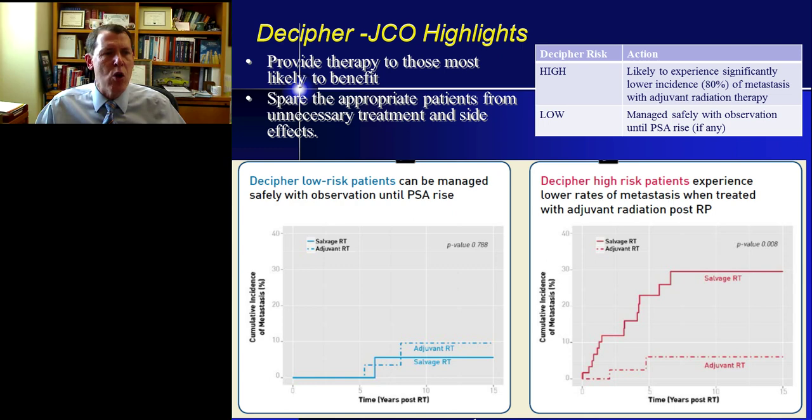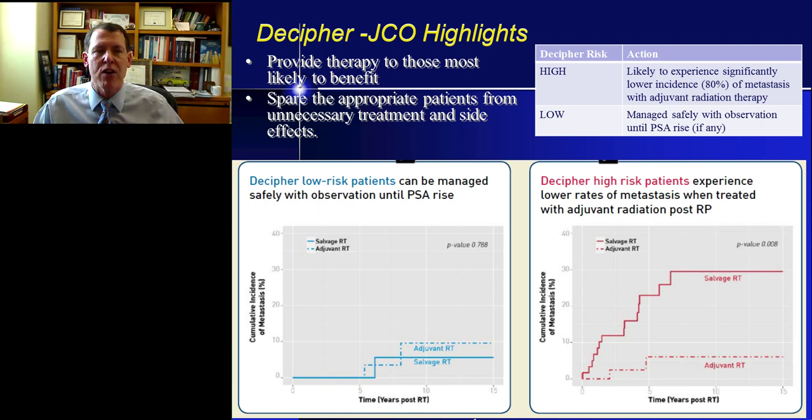So Decipher low-risk patients can be managed safely with observation until their PSA rises. In other words, they're okay to just go ahead and wait and only do radiation if the PSA rises, which is called salvage radiotherapy. But Decipher high-risk patients experience lower rates of metastasis when treated with adjuvant radiation.